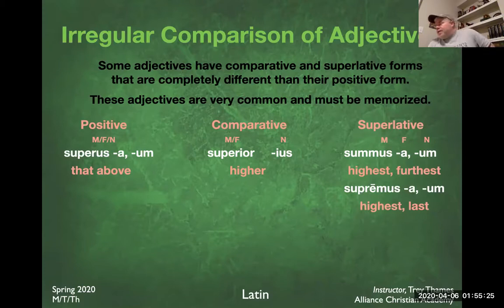So those are the 7 irregular words. These are very common. They're used all the time. So you really have to memorize this list of 7 adjectives and their irregular comparative and superlative forms.